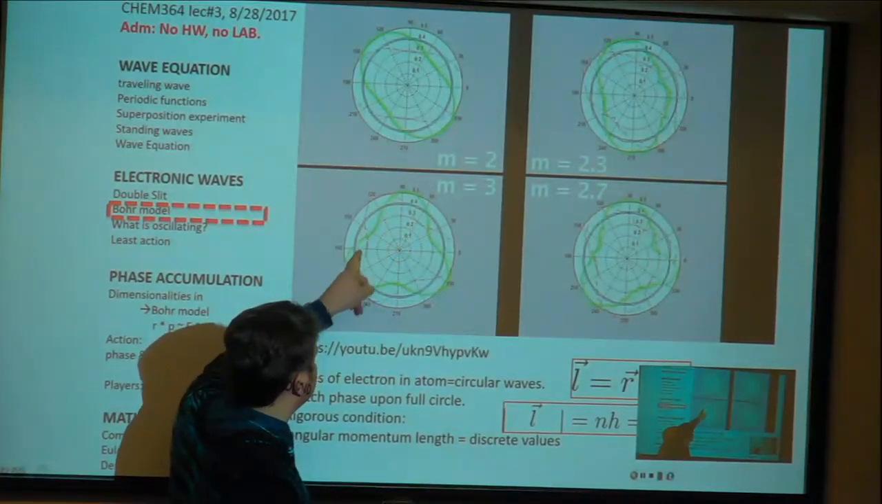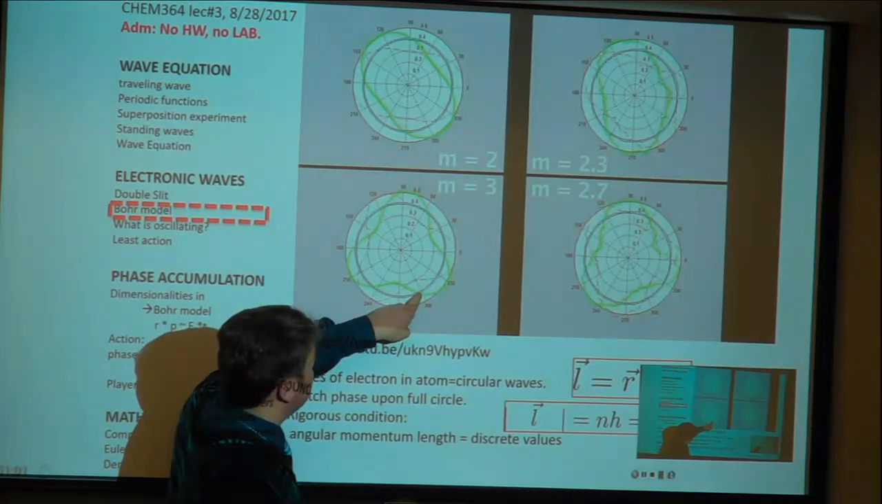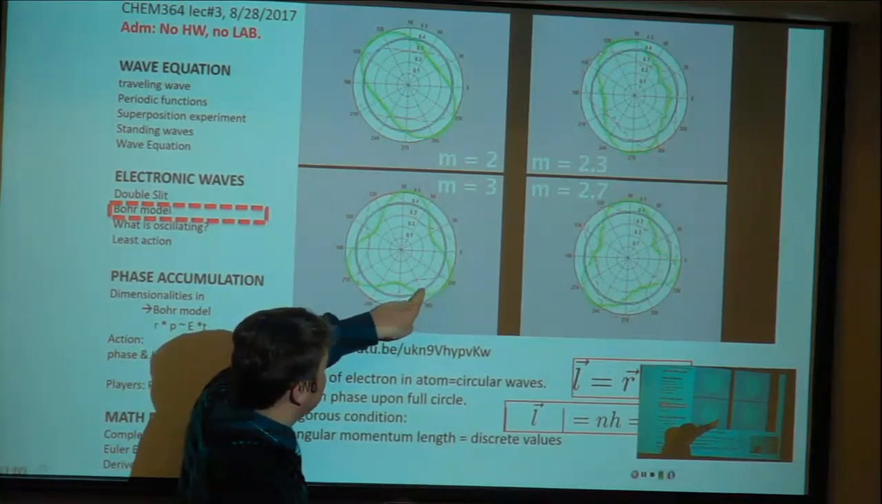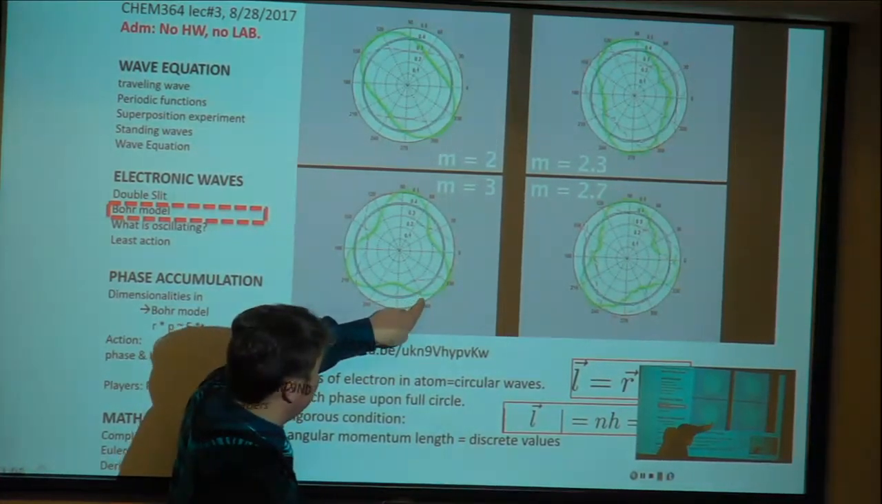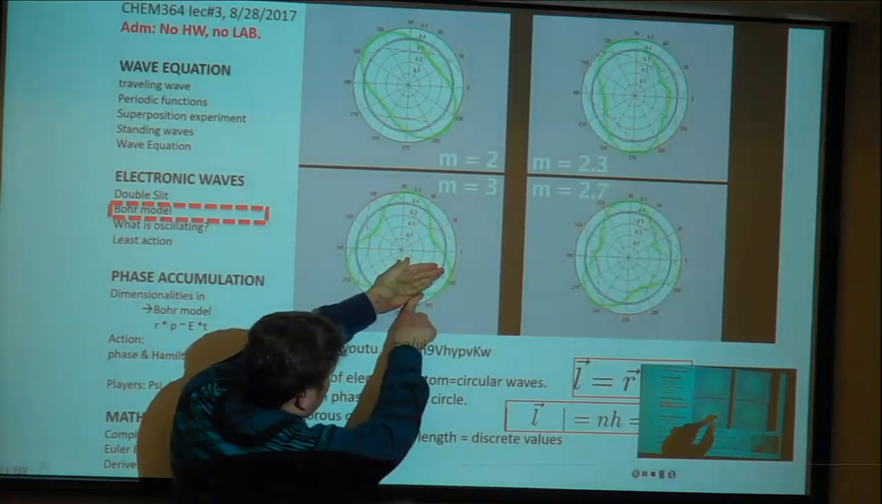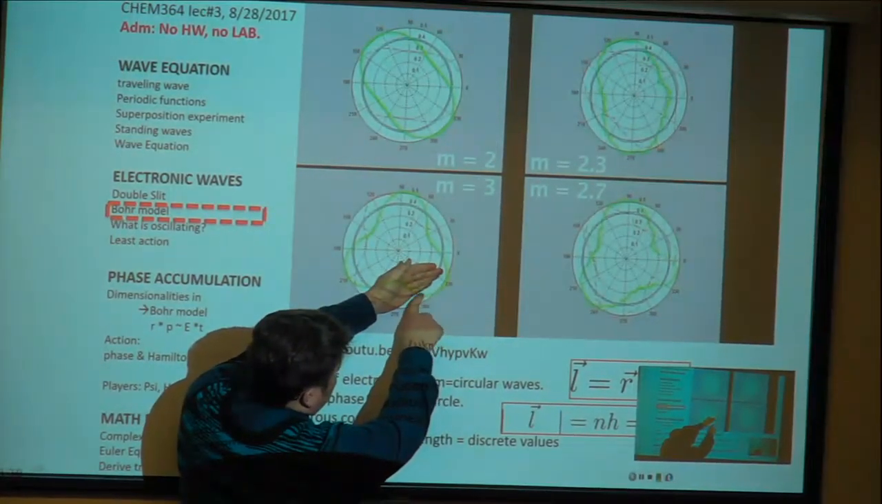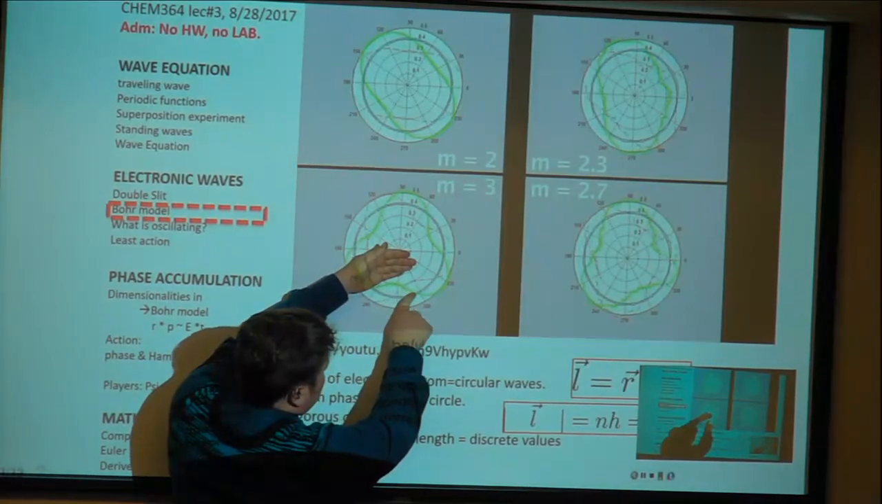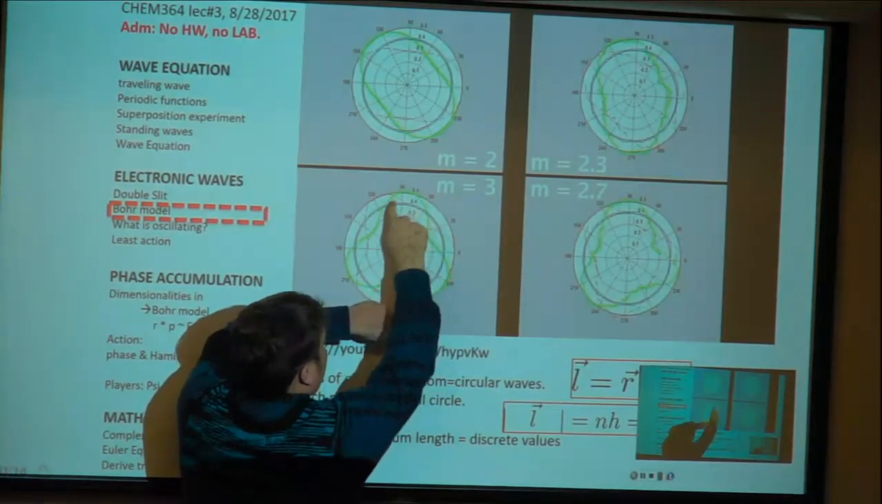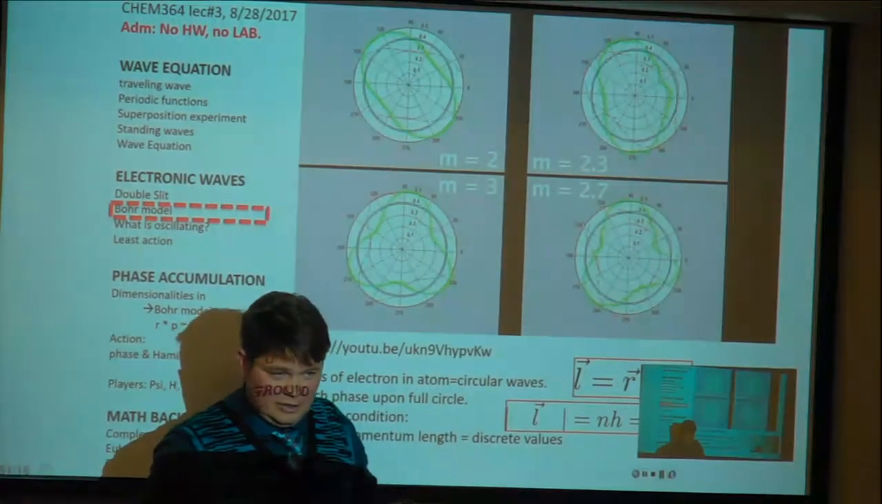this thicker line is set up as a 0, and these two lines are sine and cosine, the real and imaginary part of the wave function. So if it goes a little outward, it is positive. If it goes inward, it is negative. So it's like cosine. Okay?